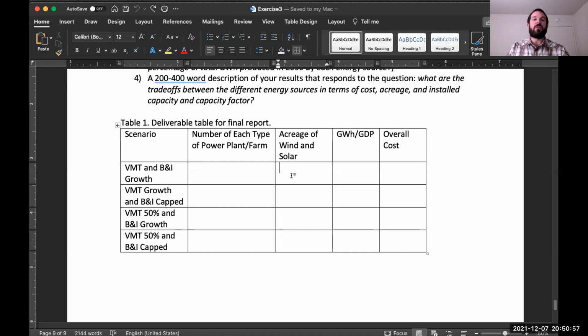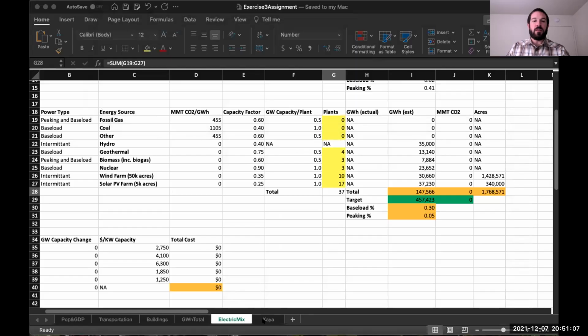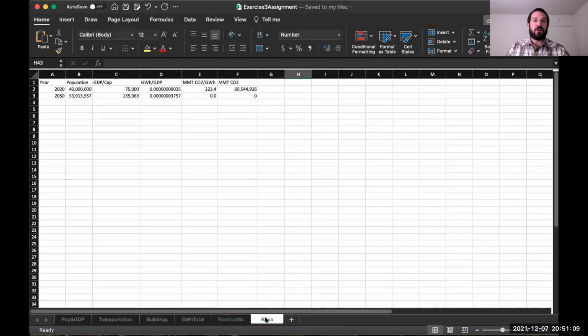What is the acreage of wind and solar? What is the gigawatt hours per unit of GDP? And what is the overall cost? Okay. Gigawatt hours per unit of GDP, that can be found in Kaya. So this tab right here, this is updating automatically. As you change your spreadsheet, this Kaya tab is updating automatically. You don't have to touch it. You just need to look at it and write the numbers down.